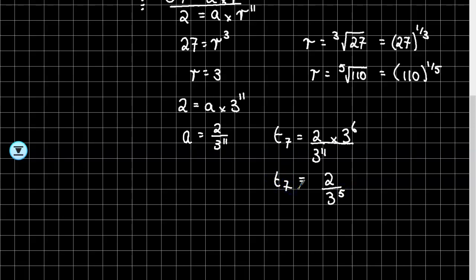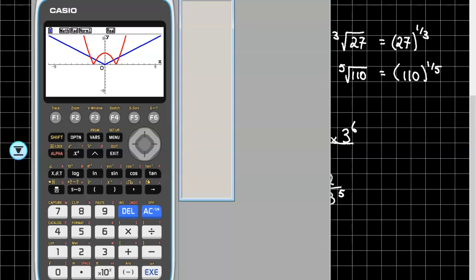If it didn't, go to your calculator. Can anyone predict, if I go to my calculator, what's going to happen? 2 divided by, now 3 to the 5 is a reasonably large number, do we agree? So I'm hoping what's going to happen.